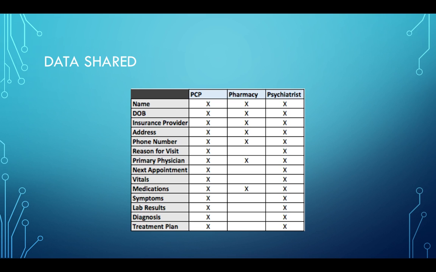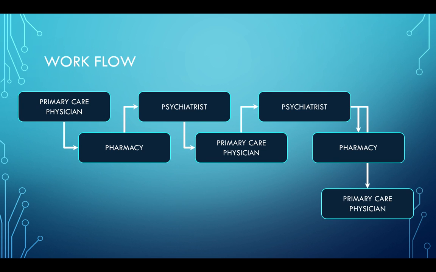So this is the data that is shared between the primary care provider, the pharmacy, and the psychiatrist. This is the workflow, which we kind of discussed, but it's just like an overview, which consists of the primary care physician to the pharmacy and kind of back and forth, and the final result being that the patient gets the new prescription and the primary care is notified of the psychiatrist's expert opinion on the patient's needs, and the primary care physician is able to continue to monitor the patient's overall health care.